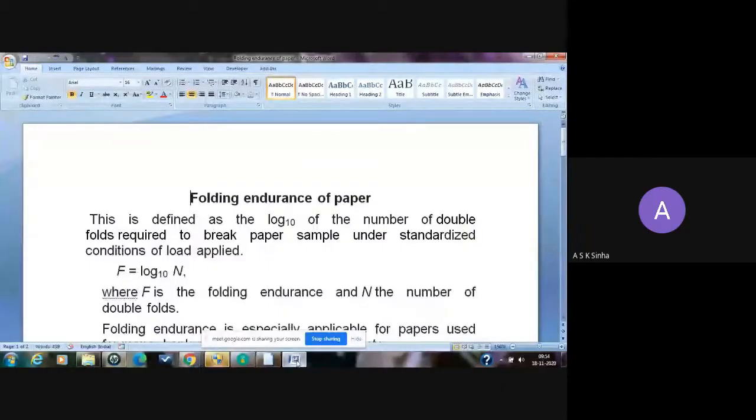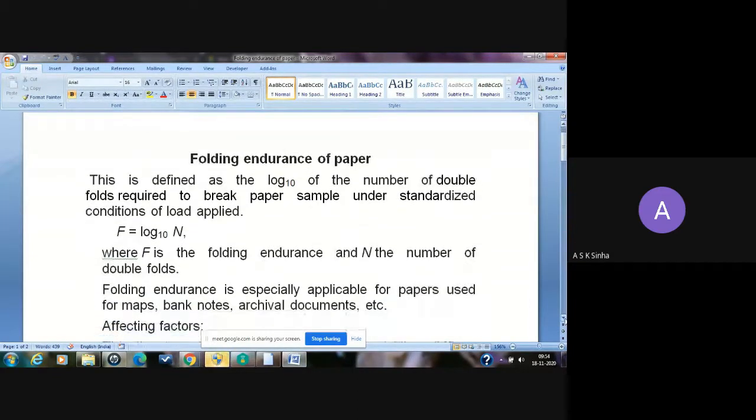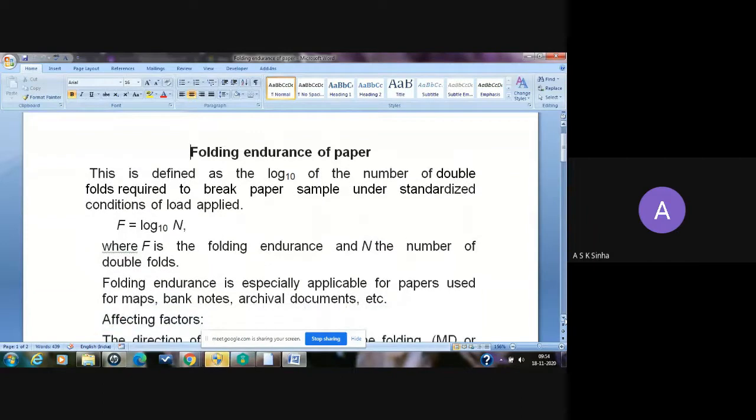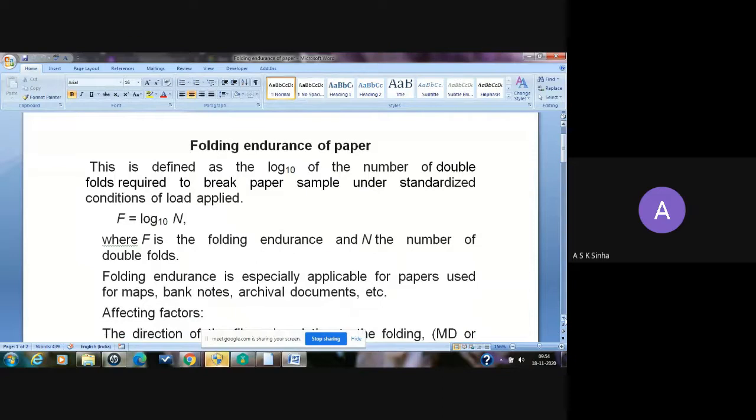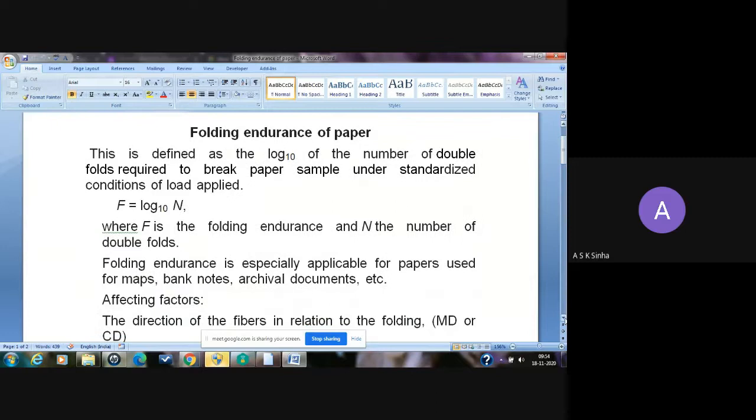Good morning. Today we'll be talking about folding endurance of paper. So first of all, you see the definition of the folding endurance. This is defined as log on the base 10 of the number of double folds required to break the paper sample under standardized conditions of load applied.